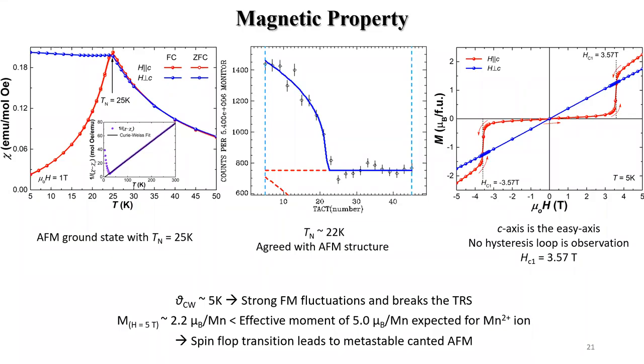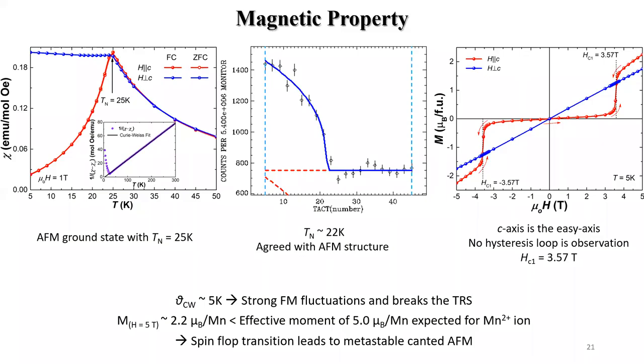From the neutron measurements, based on their data, the transition temperature at 22 Kelvin quite agrees with our observations. And they also found that the magnetic structure is quite in agreement with the antiferromagnetic structure. So when we run the magnetization as a function of the field, when we measure for the field parallel to the C direction, there's a spin flop at about 3.57 Tesla. However, in the direction of H perpendicular to the C direction, the magnetization of the system increases linearly. This tells us that the C axis is our easy axis. It's an anisotropic magnetic system. And we did not observe any hysteresis loop around the spin flop.